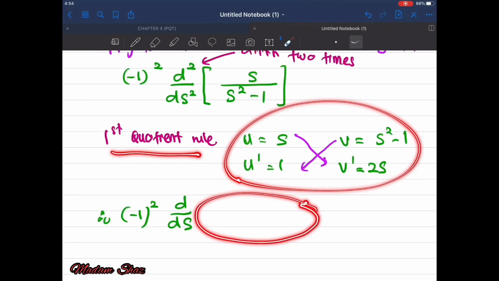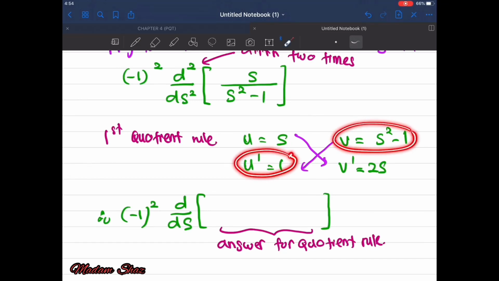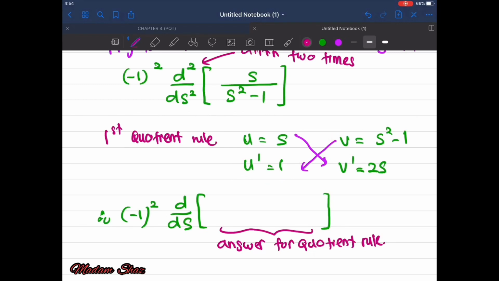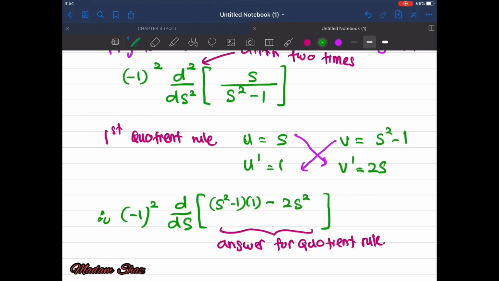Substitute what is our answer for the quotient rule here. V multiply with u prime, s squared minus 1 multiply 1, minus uv prime, s multiply with v prime, which is 2s, will become minus 2s squared. Divide by v squared, s squared minus 1 to the power of 2.